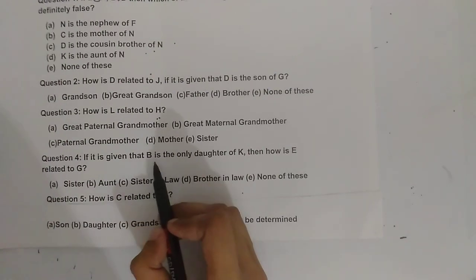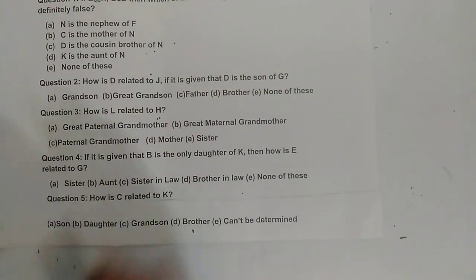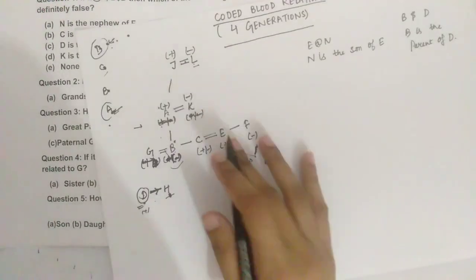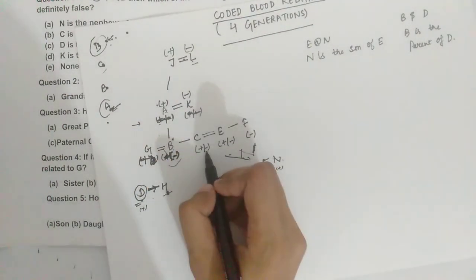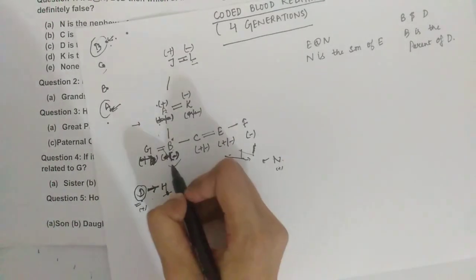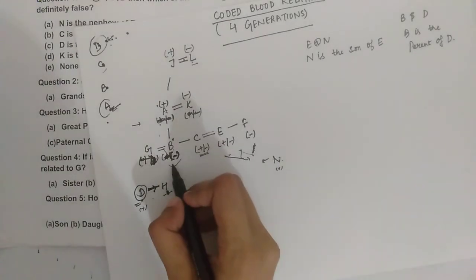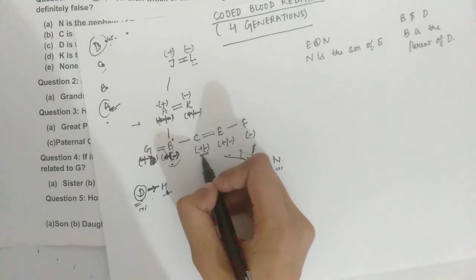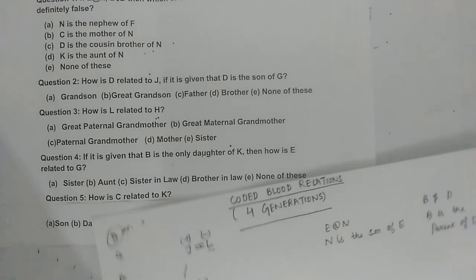Fine. See the next question. If it is given that B is the only daughter of K, then how is E related to G? B is the only daughter of K. Now what does this mean? B and C were the two children of K. If B is the only daughter of K, then this has to be son. Fine. Now if this is son, this will be his wife. This will be female.